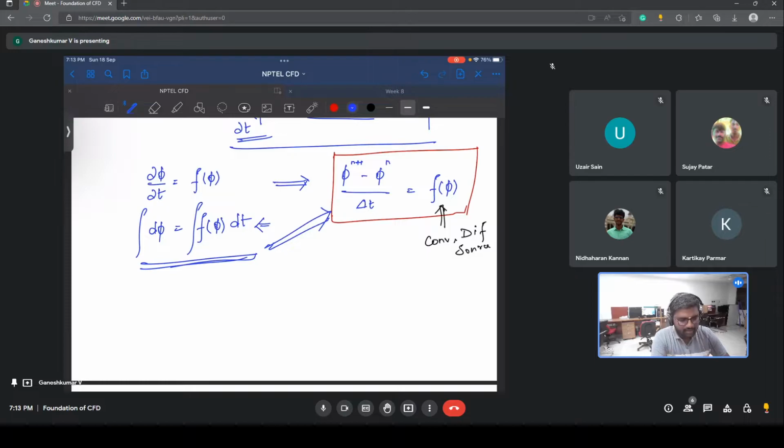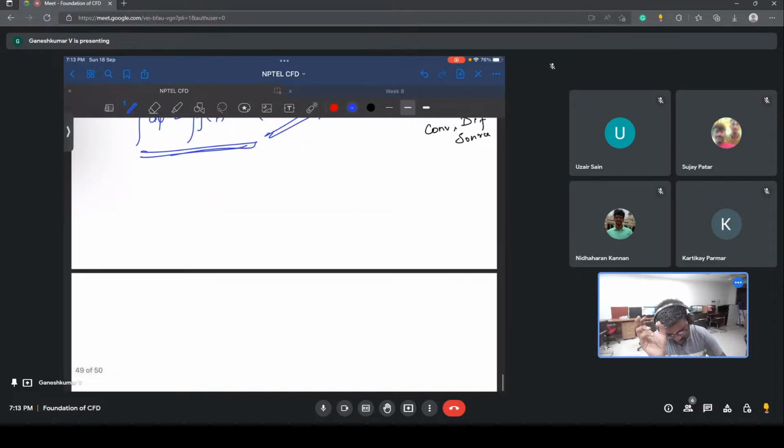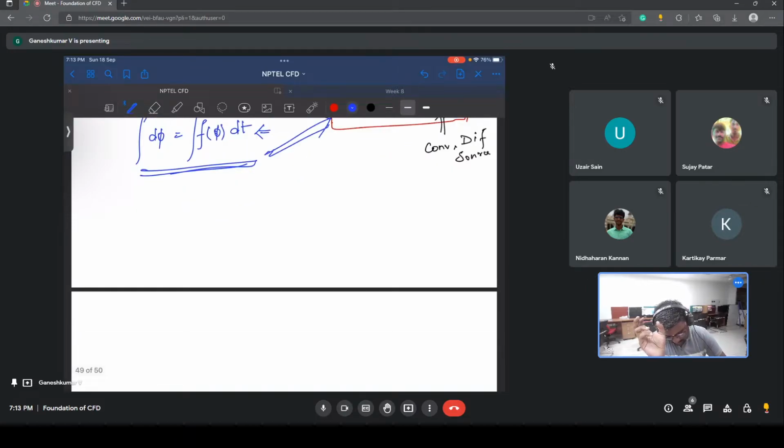Now I have only the initial condition. Should I evaluate this at n, or should I evaluate it at n plus 1? These are two different ways of doing it. If you evaluate that function at the n time step, if you write phi at n plus 1 minus phi at n divided by delta t, and evaluate this function at the nth time step, then you have only one unknown.